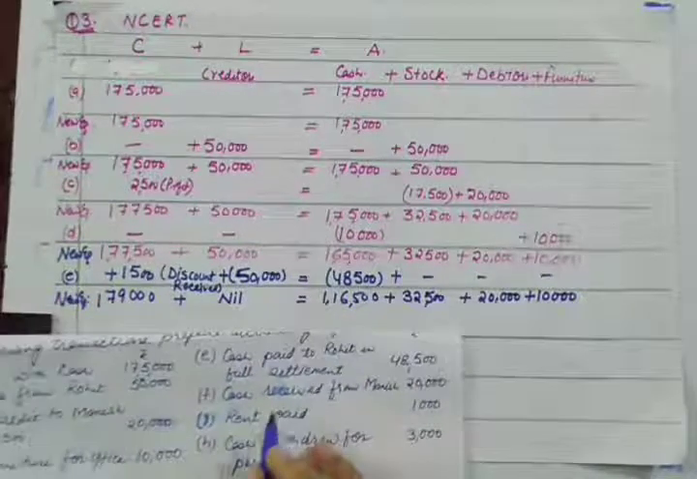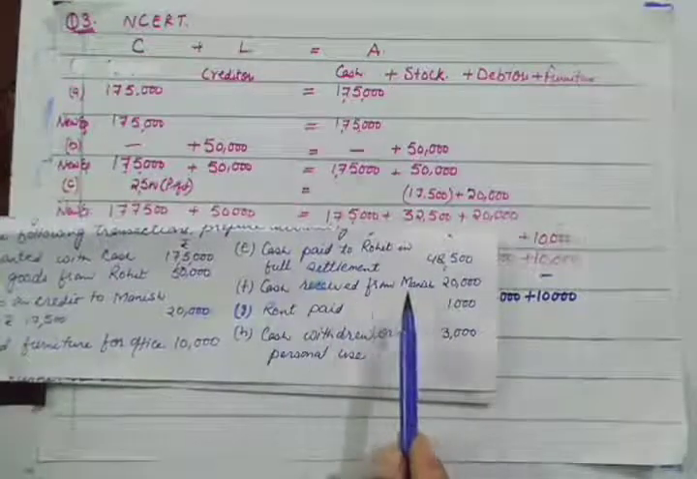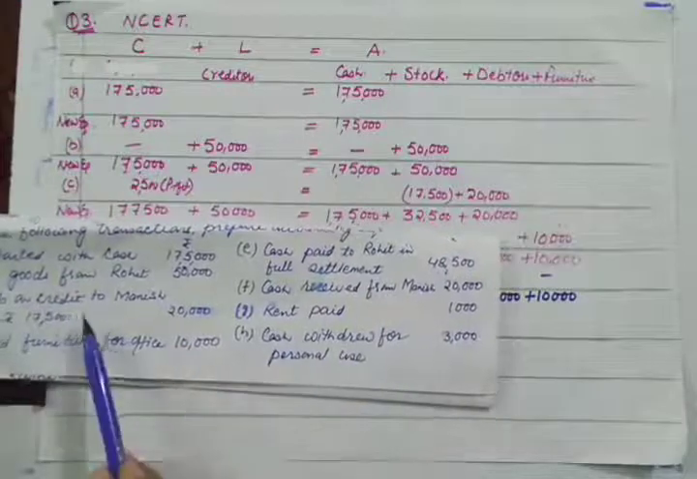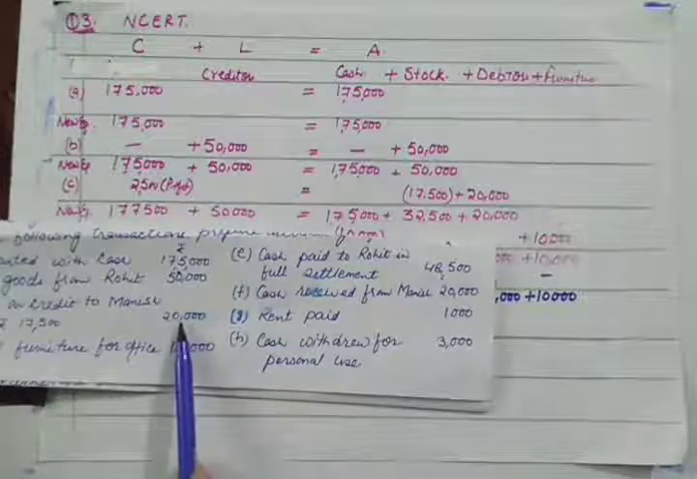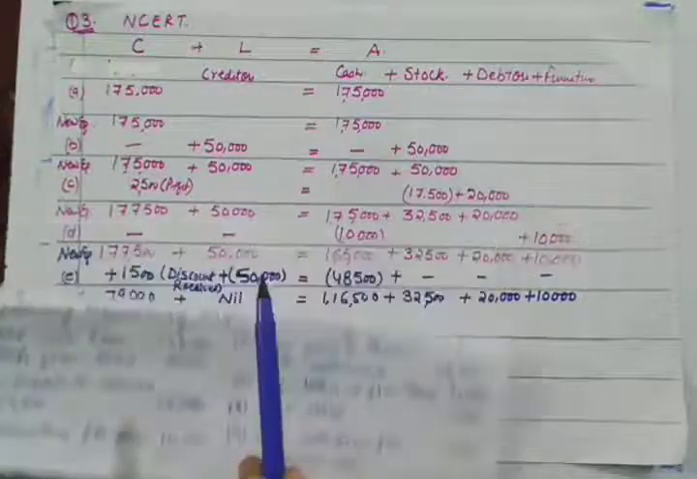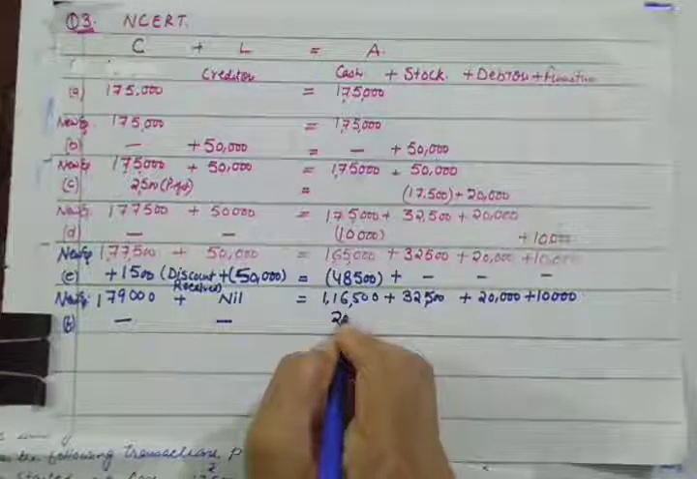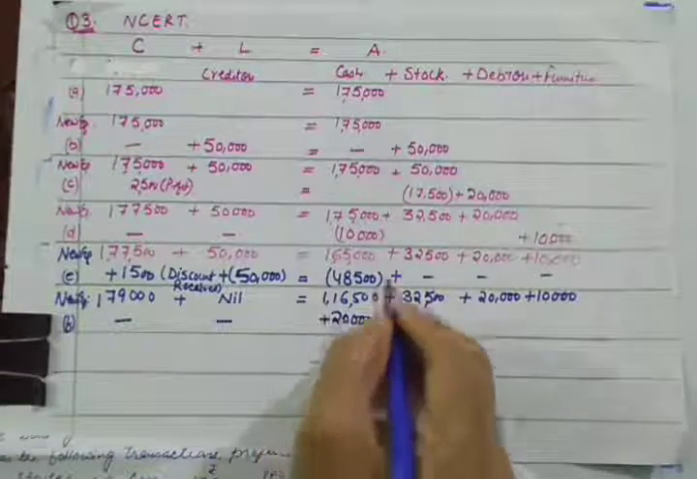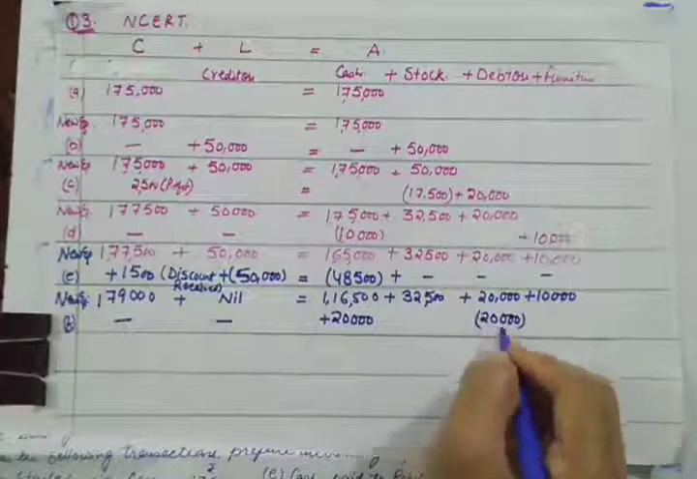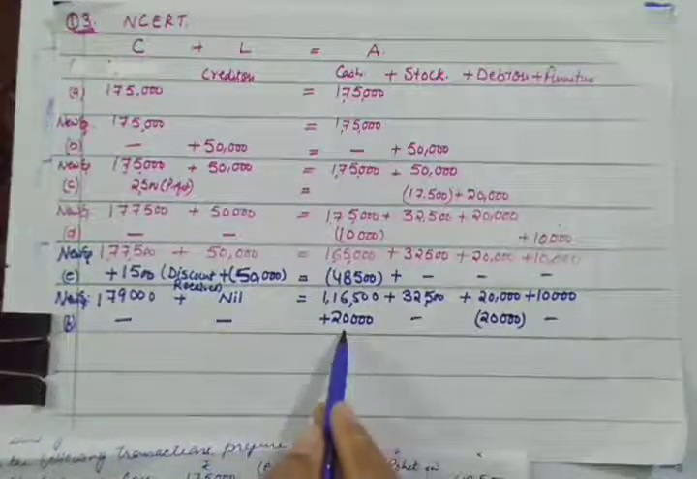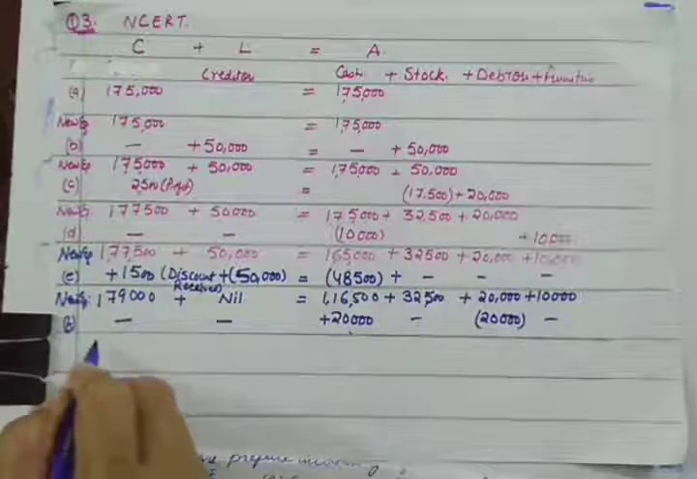Now transaction number F. Let us see what is given in transaction number F. Cash received from Manish. Who was Manish? Manish was our debtor. So we are not giving any discount and the full amount is received from Manish. So no change here, no change here. You are receiving cash, 20,000 will be added here, and you will reduce your debtor by 20,000. One asset is increasing, another is decreasing. So your equation will balance.